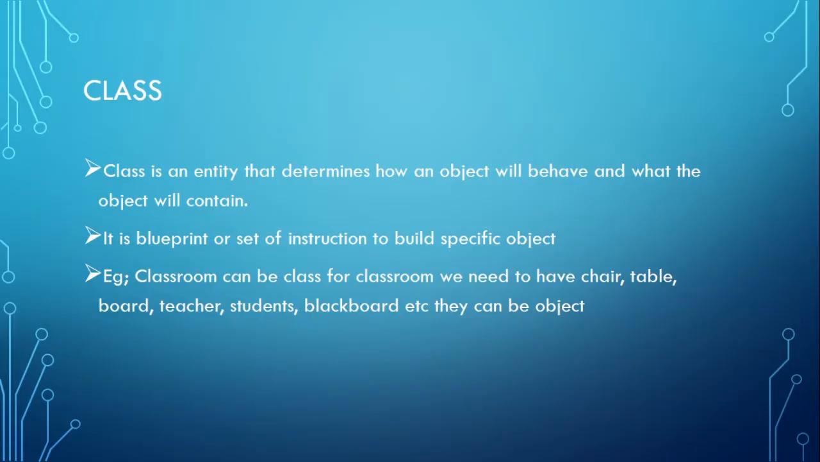Then what is class? Class is an entity that determines how an object will behave and what the object will contain. That means class helps to determine the behavior or nature of an object and what the object will contain. It is also a blueprint or set of instructions to build a specific object. For example, classroom can be a class. For a classroom, we need chair, table, board, teacher, student. They can all be objects.